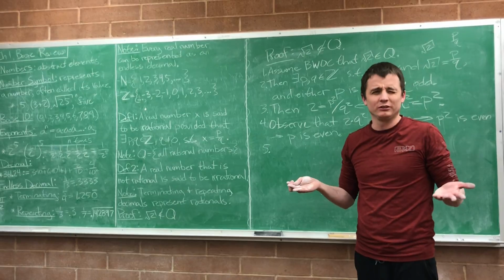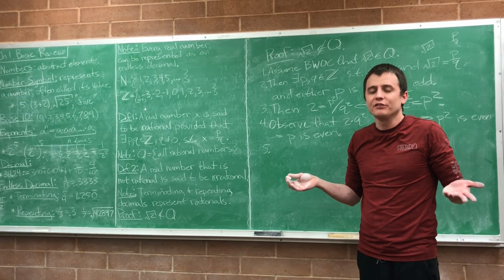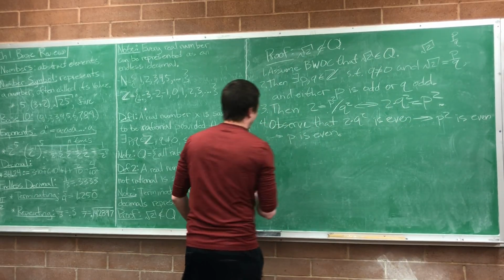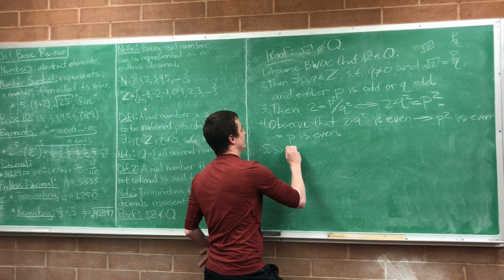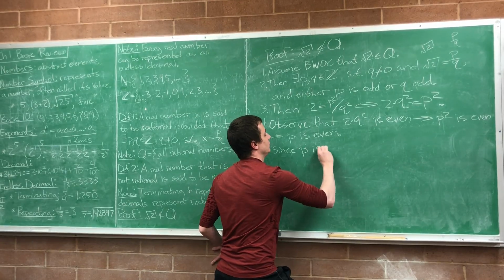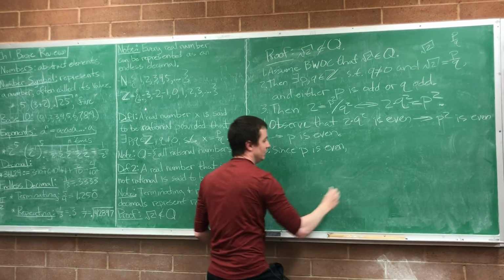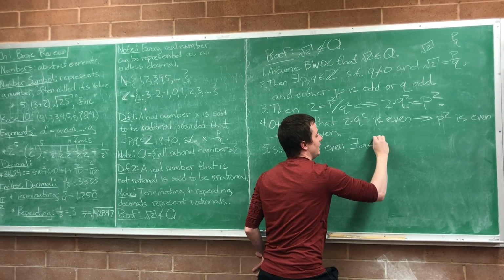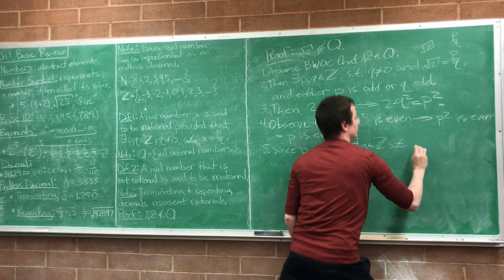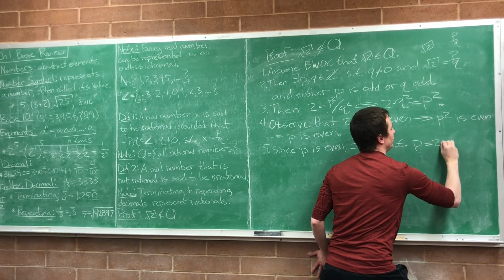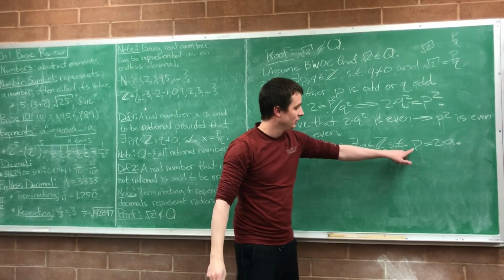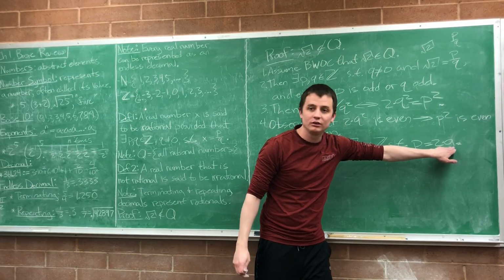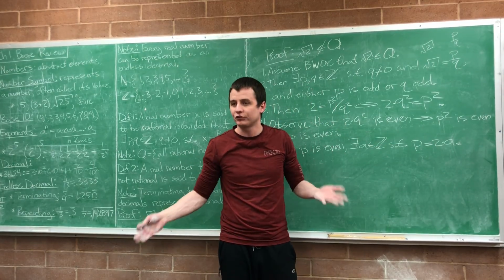What's your intuition for a number is even? You can divide it by 2. Okay, 5. Since p is even, there must exist some integer, I'm just going to call it a, such that p is equal to 2 times a. P must be 2 of some integer since it's even. There has to be some integer such that when you multiply it by 2, you get p. That's what it means for it to be even.